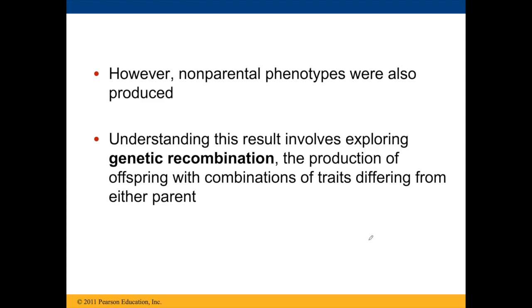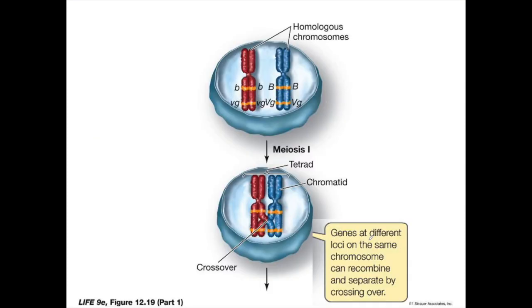And that explains why sometimes it looked like the genes were not linked together. Okay, or in prettier version, if you have the little b with the little vg, the big B with the big VG, they should stay linked together, dominant with dominant, recessive with recessive.